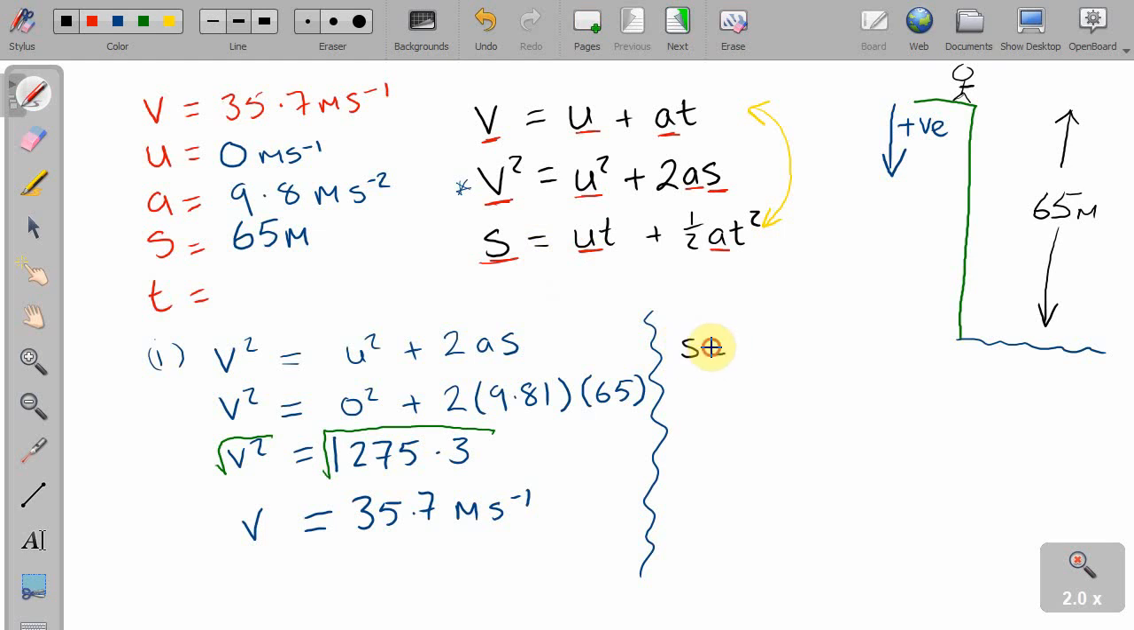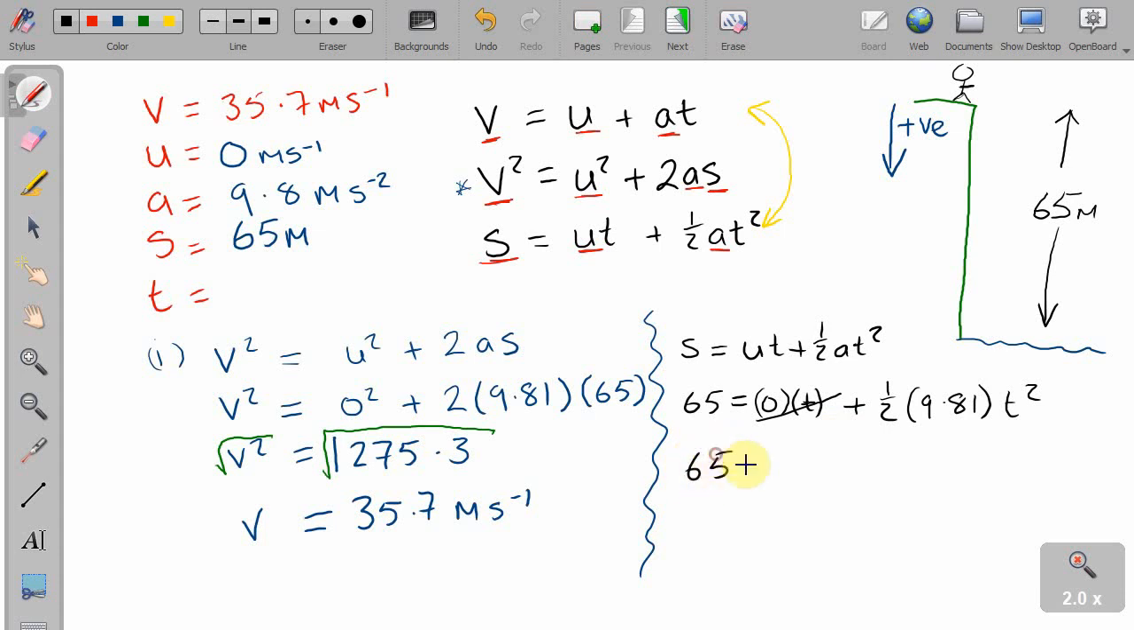So I'll write down the equation. S is equal to ut plus a half at squared. So S is 65, is equal to ut, that's 0 by t, plus a half, a is 9.81, times t squared, if we're trying to find t. Okay, well, 0 by t, that's going to go away straight away. So we're now just trying to solve for t here.